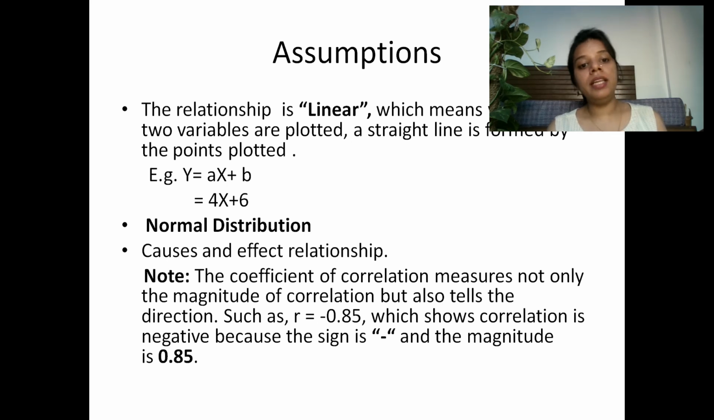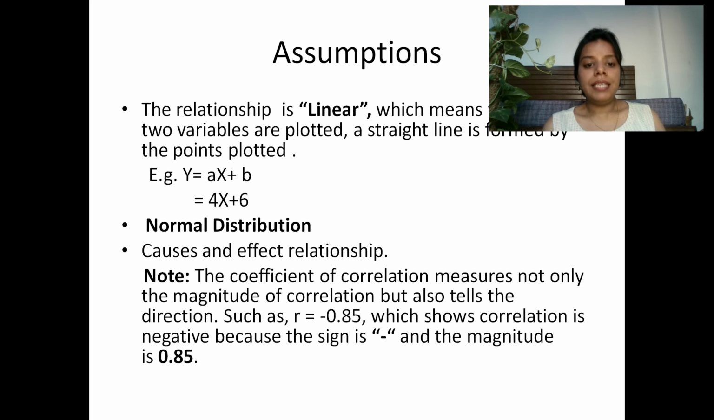Third, there is a cause and effect relationship between the variables. Whatever variables we are studying, there should be some logic behind it. Suppose in the last question we did weight and height. We wanted to establish a relationship between weight and height, but there we didn't find any relationship between the two in the scatter plot, right?